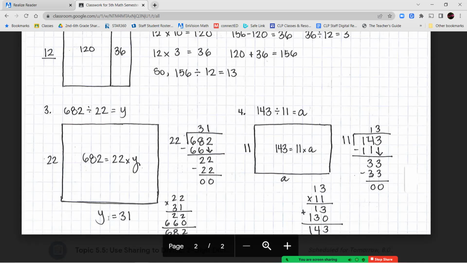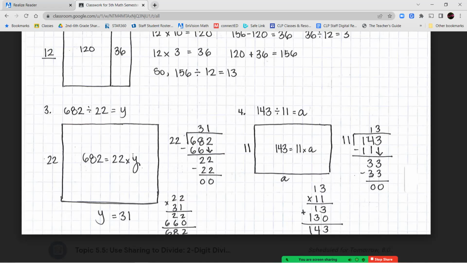So I decided that y was equal to 31, but I wanted to go back and check my work, so I did the inverse operation. So I took the 22 and I multiplied it by 31. I found my two partial products, added them together, and I found that I got back to 682, so I know that I did my work correctly.